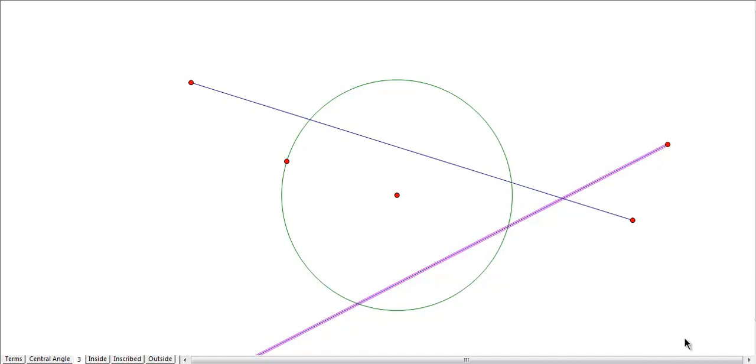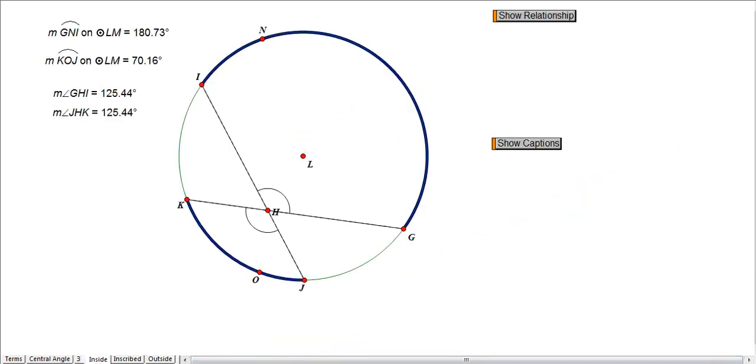Let's look inside the circle first. Here I have a situation. This arc GNI is the major arc we're looking at in this case. I have arc KOJ. Sometimes we'll use three letters to define an arc just to make it more clear what we're talking about. If I just said KJ, we wouldn't know if that's the whole major arc or this minor arc. If you're unsure and it only gives you two letters, that always means minor arc. But I put three letters in here just to make sure.